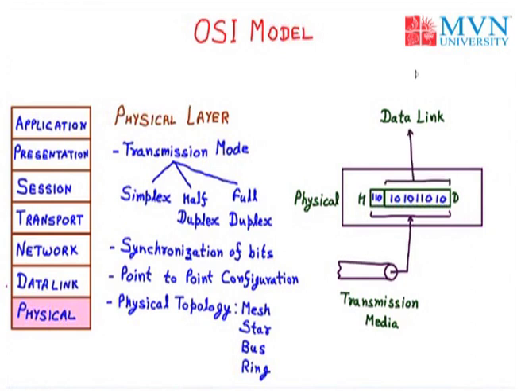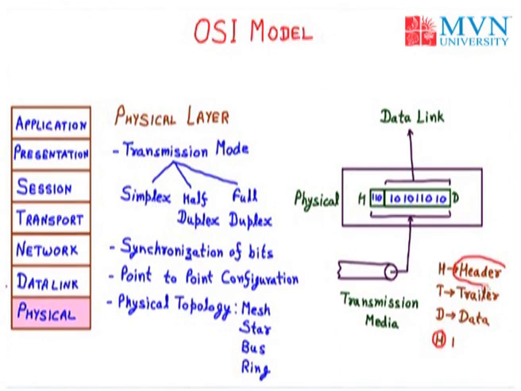So that is all about the header and the data and the functions of the physical layer in the OSI model. Whenever we are talking about H, H stands for the header, T stands for trailer, D stands for data. So if I say H1, here H stands for the header and 1 stands for the physical layer. If I am talking about T2, that means T stands for trailer and 2 stands for data link layer.